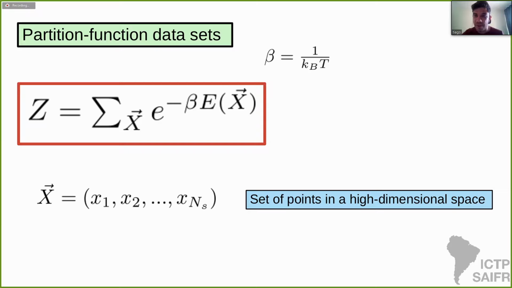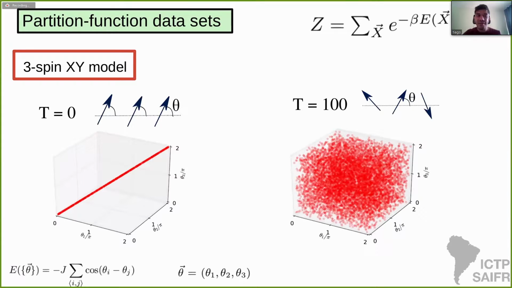This example has 3 spins, so it's a 3-spin XY model. Here I show the data structure of a system at a very low temperature, essentially 0 temperature. What I do is sample these configurations. Each point here is a sample that I get in my Monte Carlo simulations. One aspect that we already see with this simple example is that the data structure you have in configuration space is very different at 0 temperature and infinite temperature.